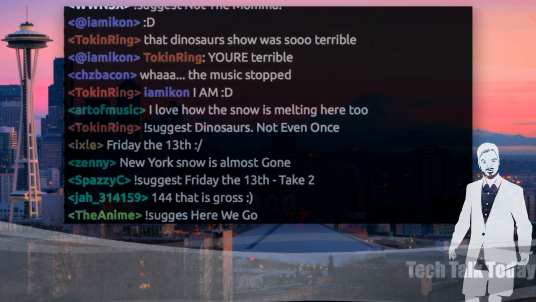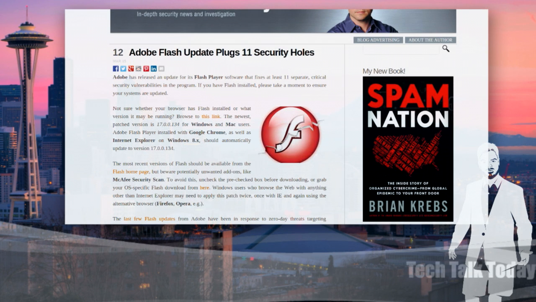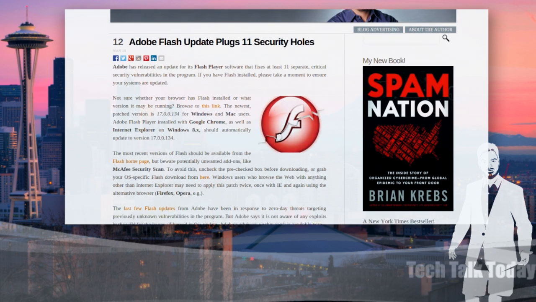Now, surprise, Adobe Flash has 11 updates, plugs 11 holes. So there's 11 critical holes that are plugged by this new patch. It's out for Windows and Mac users. And of course, if you're on Linux, probably your best option is either Google Chrome or quit using Flash.